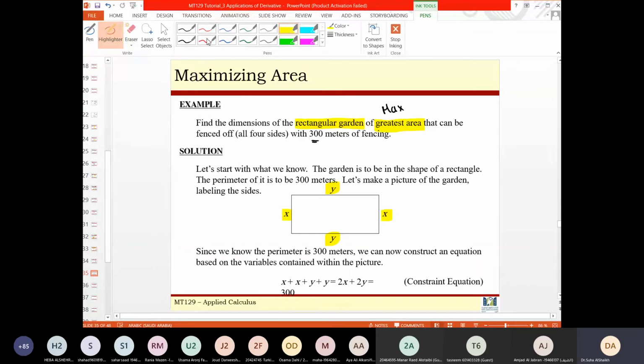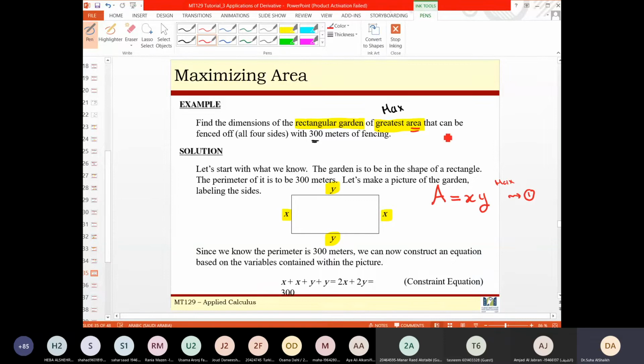So the first information that they give me: I want the greatest area. What do I want to maximize? An area that I'm going to call A. What's the area? It's x times y. So this is my equation number 1. This is the equation that I want to maximize. They said they want the greatest area, so the maximum area here.